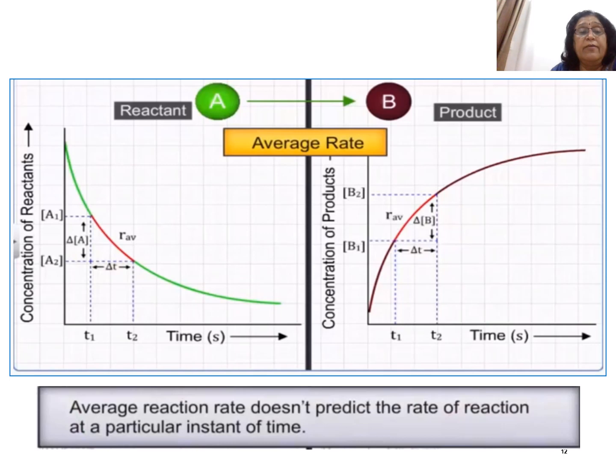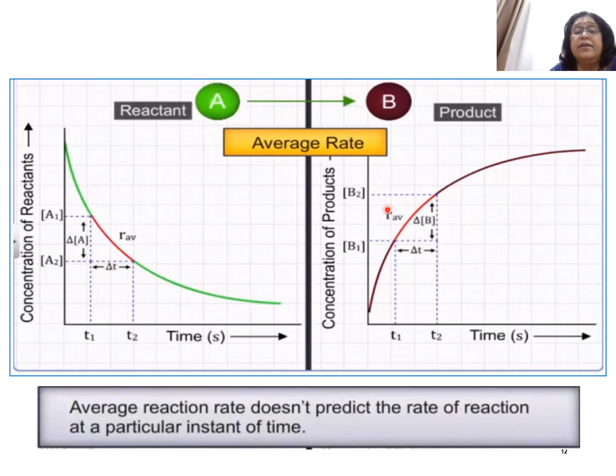So when we plot a graph between concentration of reactants and time, it shows a downward trend. That means as time increases, the concentration of the reactant decreases. At time t1 the concentration of A is A1, and at time t2 the concentration of A is A2. So the average rate will be minus delta A by delta T, because A2 has a lesser value than A1, so A2 minus A1 is negative. To make the negative positive, a negative sign is added. So minus delta A by delta T is the average rate of the reactants.